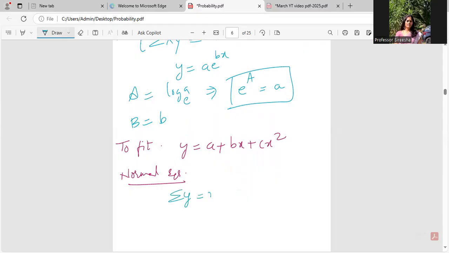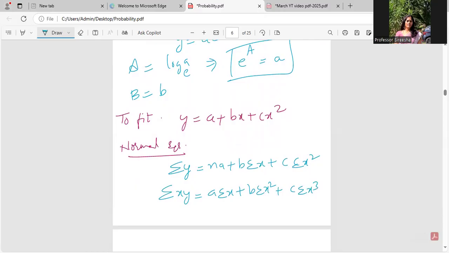Now, na plus b summation x plus c summation x square. Next, multiply with x. A summation x. Be careful with na and a summation x. That's the caution I will tell you. Next, summation x square y is equal to a summation x square plus b summation x cube plus c summation x power 4.